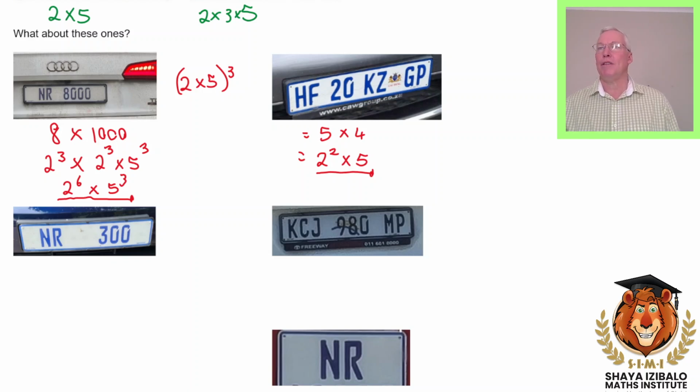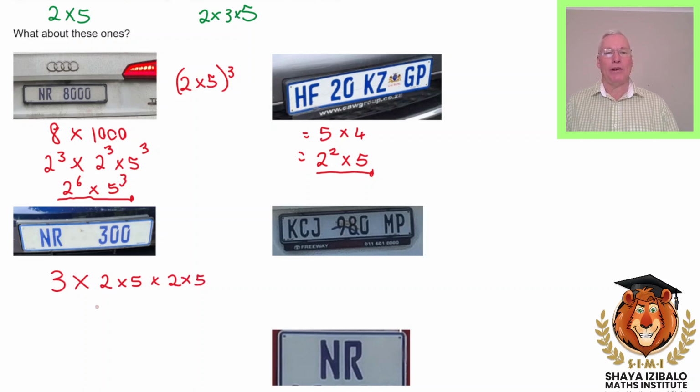300, I don't think 300 is too bad at all. 300 is just going to be 3 times 100. Now remember, 100 is 10 times 10. But we already know what 10 times 10 is. We already know that a 10 is a 2 times a 5. And another 10 is another 2 times a 5.